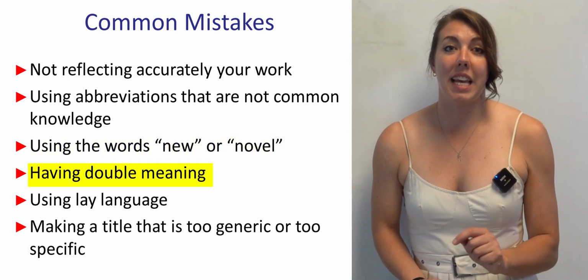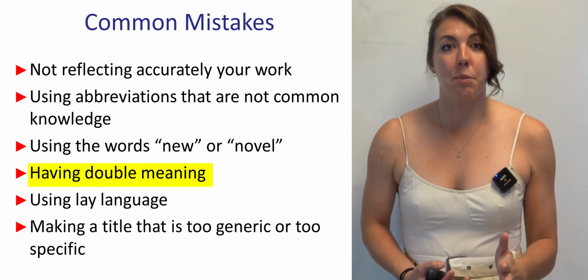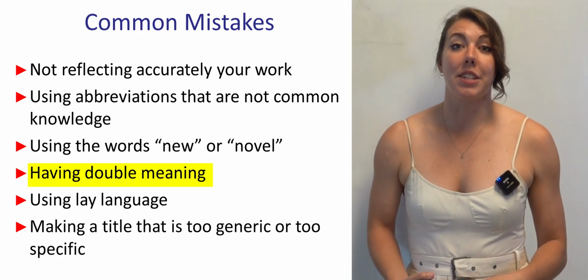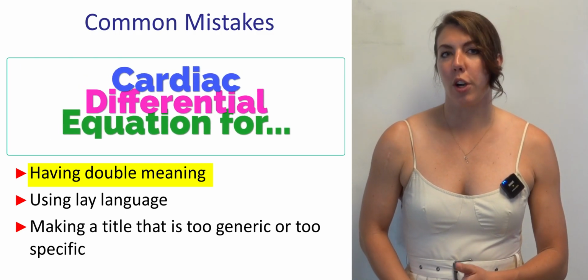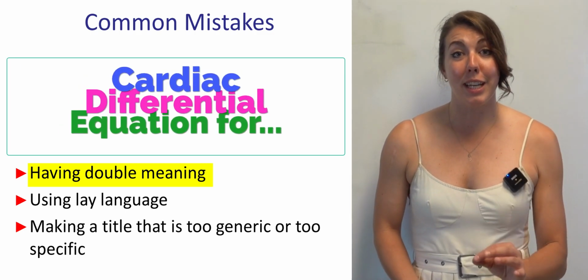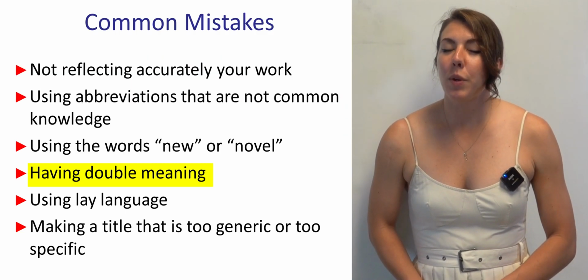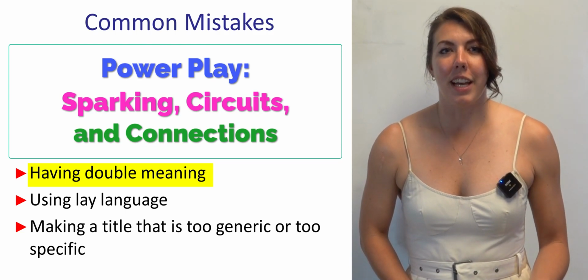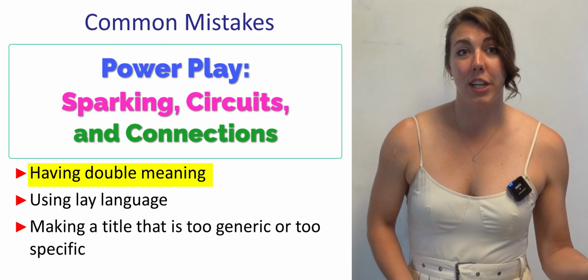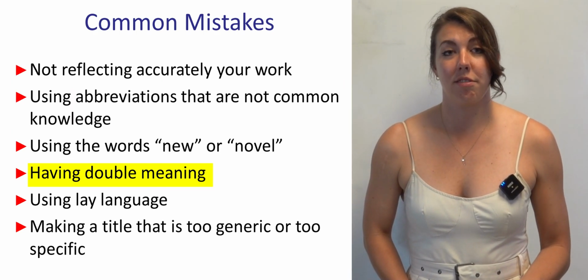Make sure your title doesn't have a double meaning. And make sure that title only has one possible meaning and interpretation that's commonly accepted. So for example, cardiac differential equation 4 would only work if there's a single differential equation which is named cardiac, right? Be careful with titles like power play, sparking circuits and connections. That could be interpreted as work on power generation or collaborative social interactions or novel electronic circuit design.